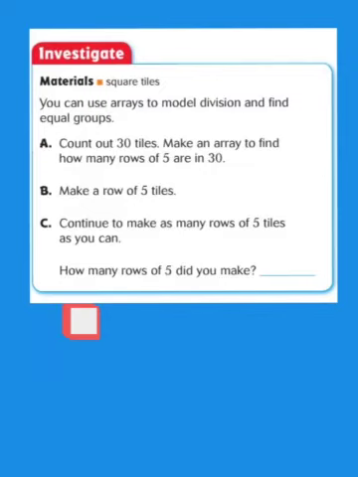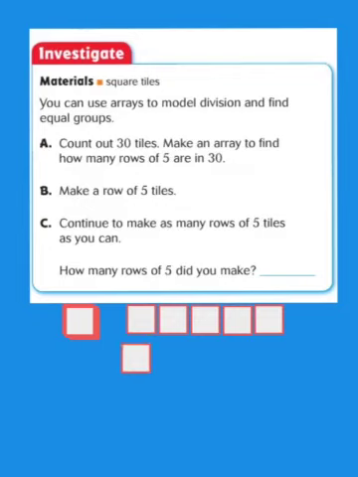What we are going to do is use arrays to model division and to find equal groups. First, we must count out 30 tiles and make an array to find how many rows of 5 are in 30. We do this by starting out making a row of 5 tiles. So we are going to do 1, 2, 3, 4, 5. We are then going to continue to make as many rows of 5 tiles as we can.